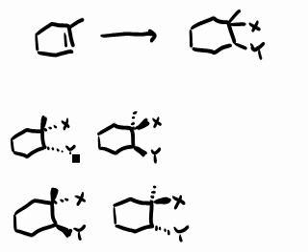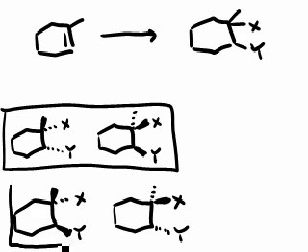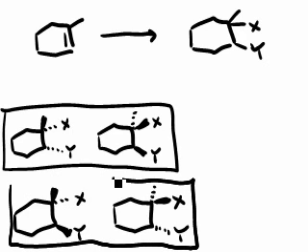We have X and Y both on dashes, or X and Y both on wedges. These represent a pair of enantiomers. Then we have X on a dash and Y on a wedge, or X on a wedge and Y on a dash. And these two represent a pair of enantiomers. So we have essentially two pairs of enantiomers, and these are the four possible products.